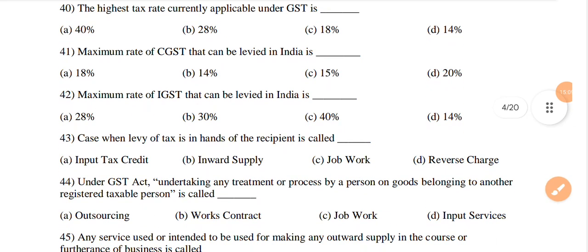Next question, maximum rate of CGST that can be levied in India is dash. Option A 18%, B 14%, C 15%, and D 20%. The correct option is D 20%.